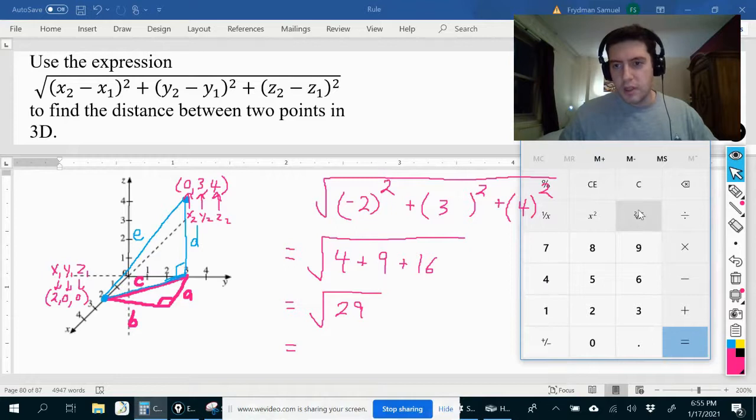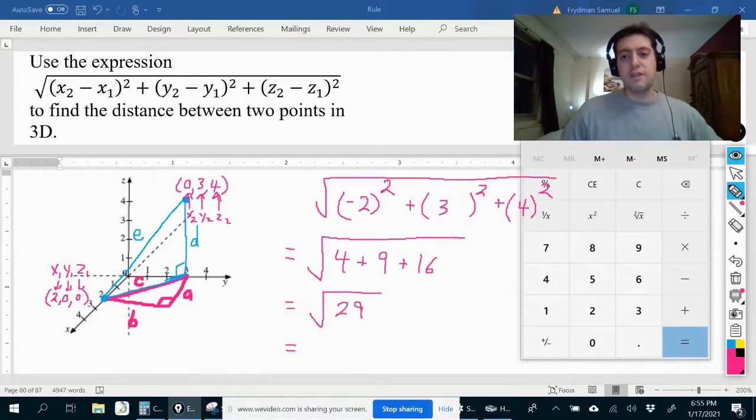Okay, square root 29. Remember, this is the tenths place over here. This is the digit that we would look at if we're rounding to the tenths place. If this is a 0, 1, 2, 3, or 4, then this digit stays the same. If this is a 5, 6, 7, 8, or 9, then this gets bumped up one. So since this is an 8, this is going to get bumped up to a 4, right? 3 plus 1 is 4.